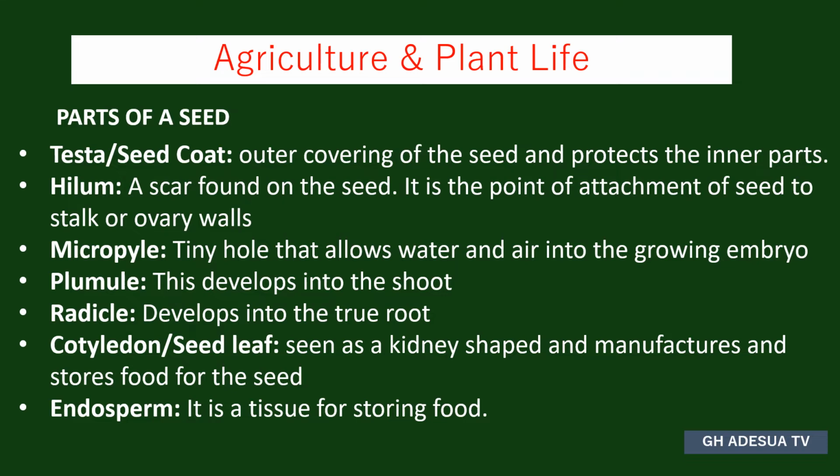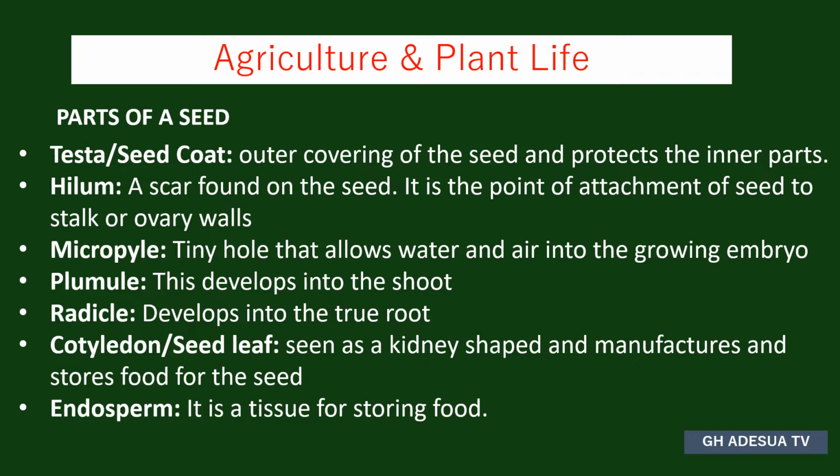Then we come to the plumule. The plumule develops into the shoot. So a viable seed needs the plumule. Without the plumule, the viable seed cannot develop into the final plant or seedling. So it will need a plumule which develops into the shoot. Then we have the radicle. The radicle develops into the true root. So if the radicle is absent, it means that your seed is not viable and it cannot develop.